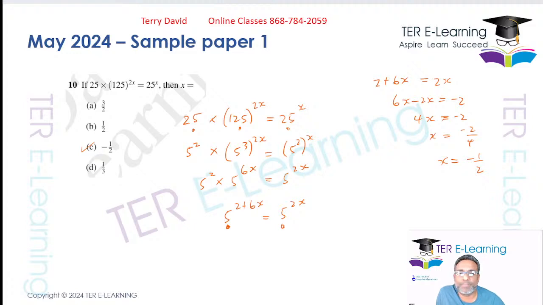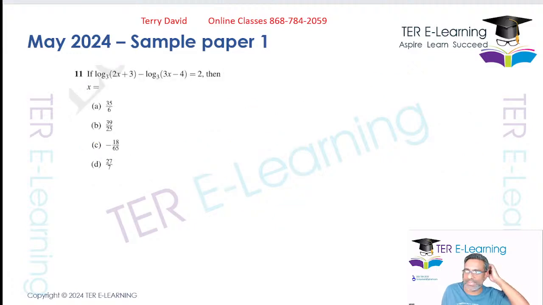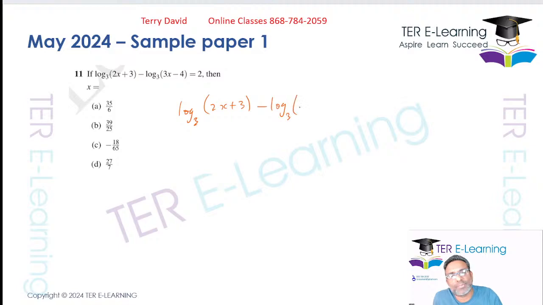So that's number 10. Question 11, we have a log question here. So we have log to base 3 of 2x plus 3, minus log to base 3 of 3x minus 4, is equal to 2. Now the entire question is based on log to base 3, so I need to find a way to replace this 2 in the form of a log to base 3. What we would normally do is write log to base 3 of something, I don't know what it is, has to be equal to 2.